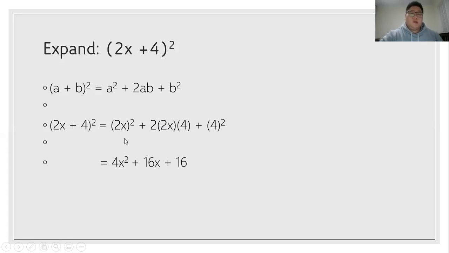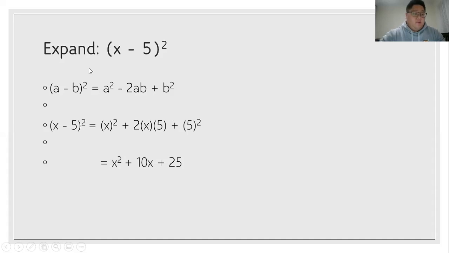So now we are going to evaluate. Our 2x squared is 2x times 2x, which is 4x squared, plus 2 times 2x, which is 4x. Now 4x times 4, we can do in 2 parts. So 4 times 4 is 16, and then we put the x back into it, which gives us 16x. And then our very last term, 4 squared, which is 4 times 4, which is 16. So expanding 2x plus 4 all squared gives us 4x squared plus 16x plus 16.